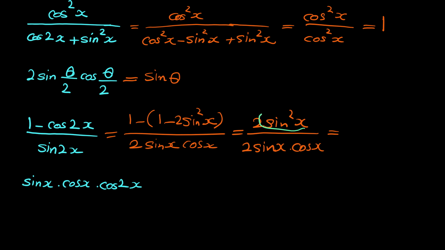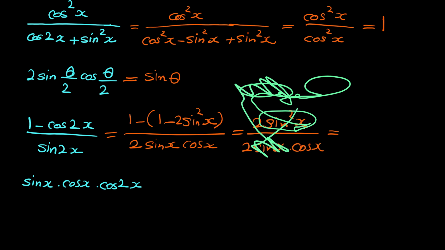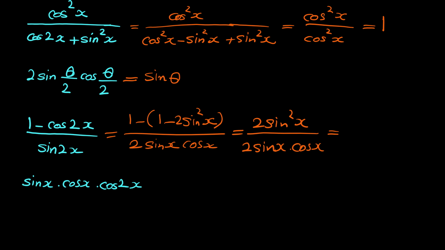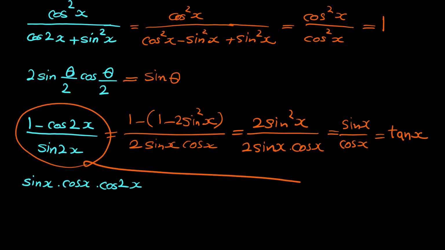Attention, sine to the 2 is sine x times sine x. 1 sine with sine cancel. So in numerator we have sine x and over cosine x. So this equals sine x over cosine x. But we know that sine over cosine, based on quotient identities, is tangent x. So this expression is equal to tangent x.